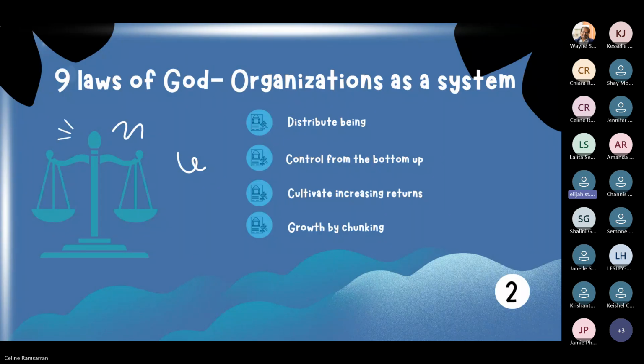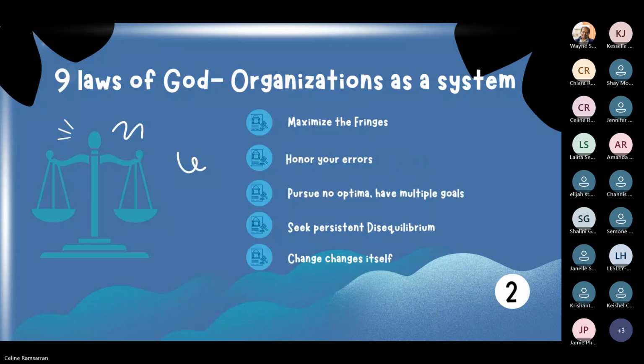Next slide. The fifth one is maximize the fringes. The sixth one, sorry, is honoring your errors. The seventh one is pursue no optima or have multiple goals. The eighth one is seek persistent disequilibrium. And the ninth one is changes itself.